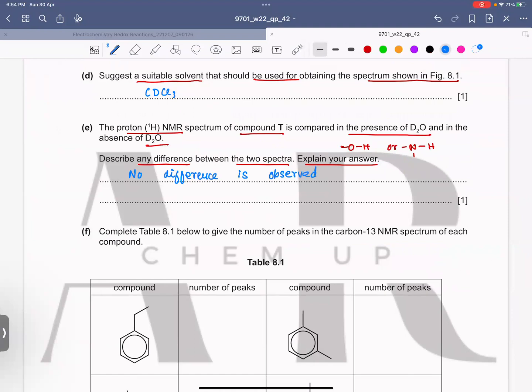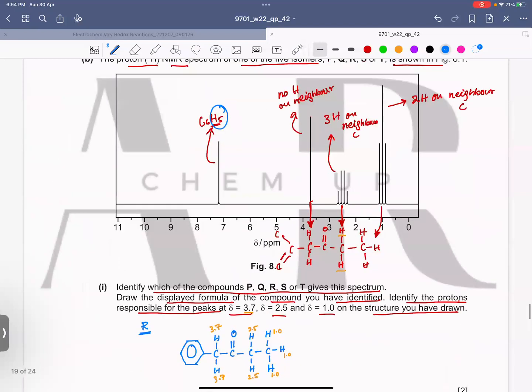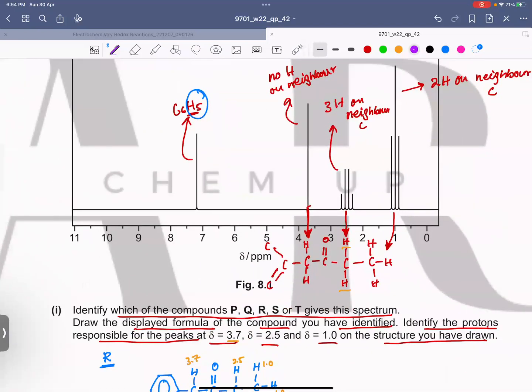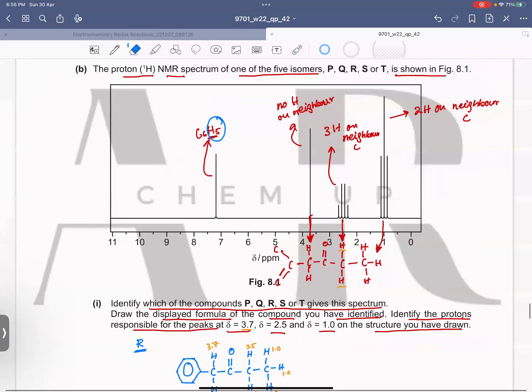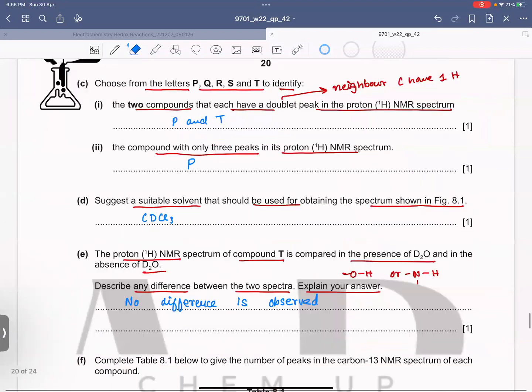Yes, Taha. No, both can be used, TMS as well, but normally TMS we call a reference. You can use TMS as well and CDCl3 as well. But when we use TMS, the thing is that in TMS you are going to get a signal at 0 as well, right? But here there is no signal over here, so it means TMS is not used. Okay. No difference is observed.